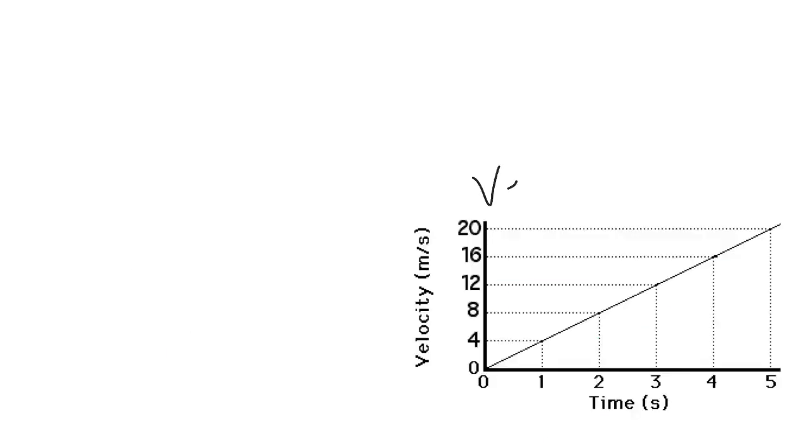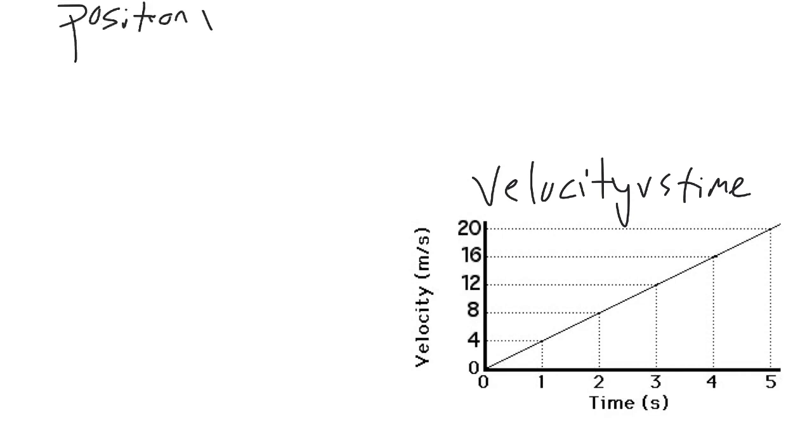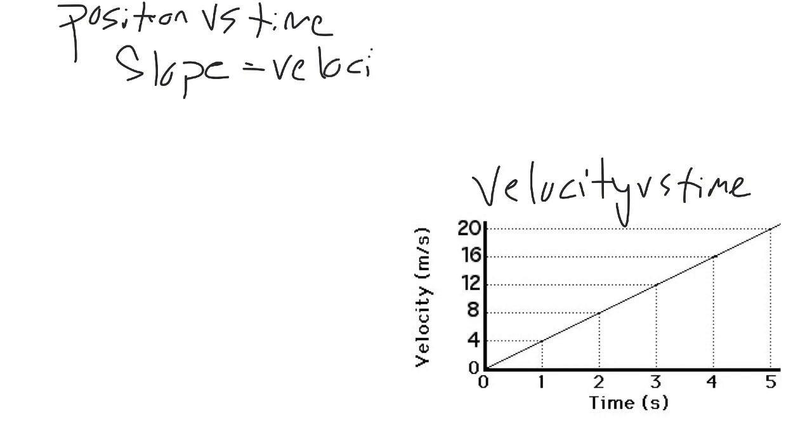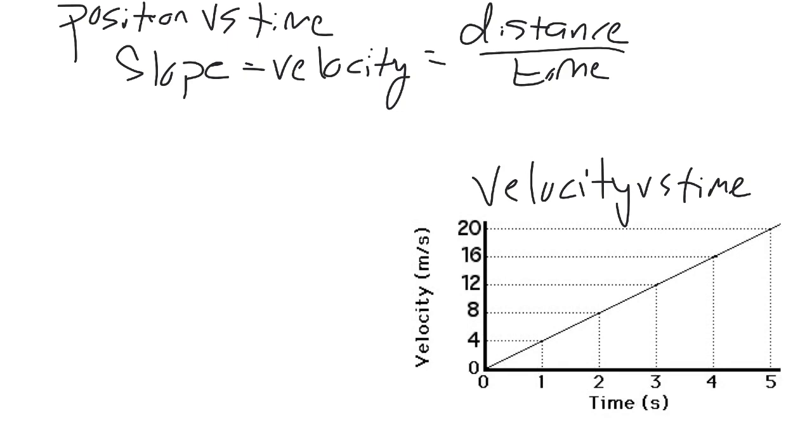So now we have a better look at our velocity versus time graph. We're going to compare what this is like to a position versus time graph. So remember, with a position versus time graph, the slope equals the velocity. Because in a position versus time graph, the slope is the distance on the y-axis and the time on the x-axis. And so that fits up perfectly with our velocity equation.